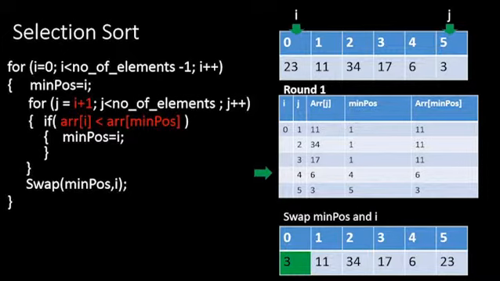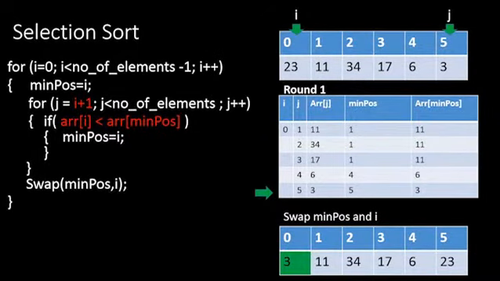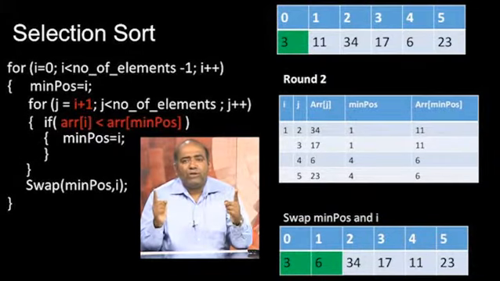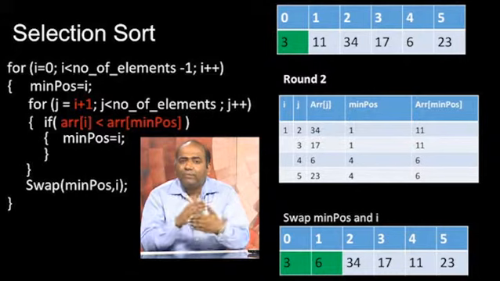But when j reaches 4, we realize that 6 is smaller than 11, and we will now remember the minimum position as 4. Finally, j reaches the end, the value 3 is smaller than 6. So, for round 1, the minimum position is 5. Now comes an important part. We swap the contents in the array at position 0 and 5. Hence, in the array 23 and 3 are swapped.